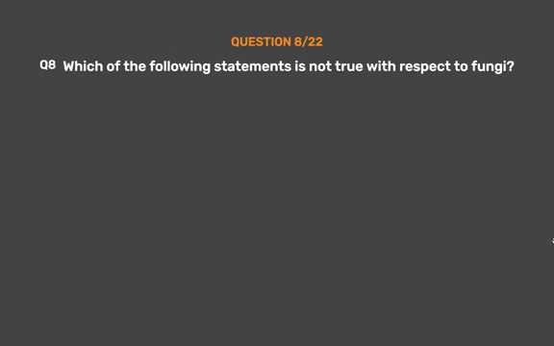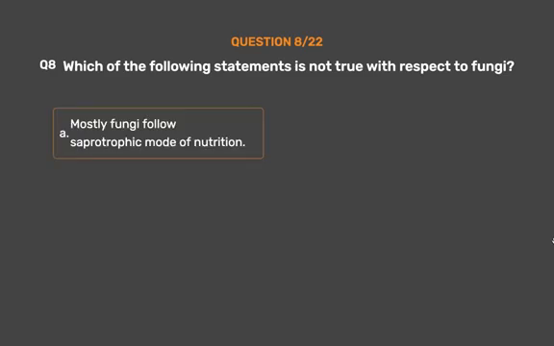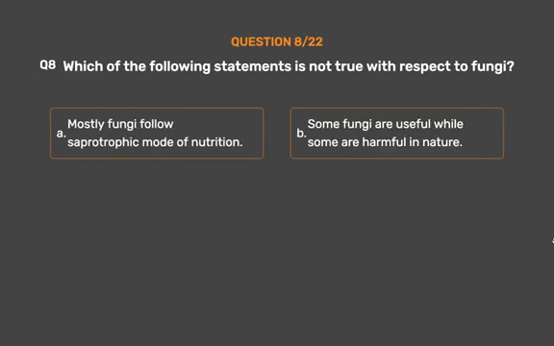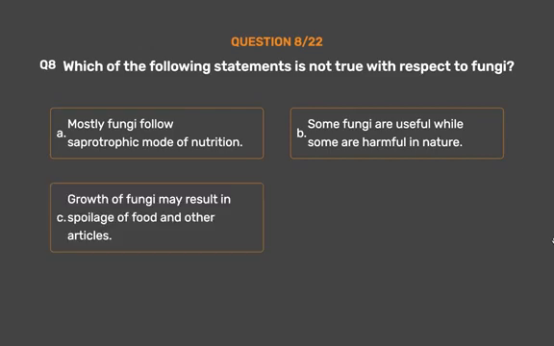Question number 8. Which of the following statements is not true with respect to fungi? Option A. Mostly fungi follow saprotrophic mode of nutrition. Option B. Some fungi are useful while some are harmful in nature. Option C. Growth of fungi may result in spoilage of food and other articles. Option D. All fungi are useful in nature.